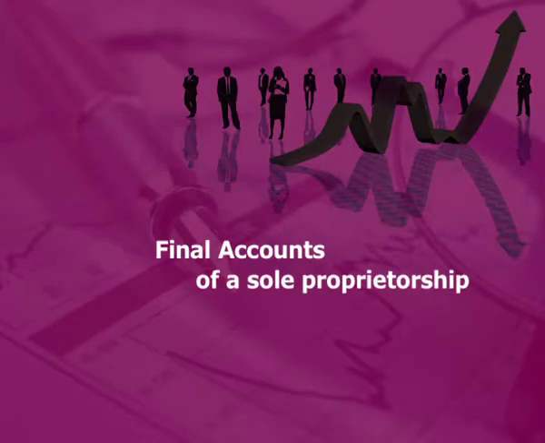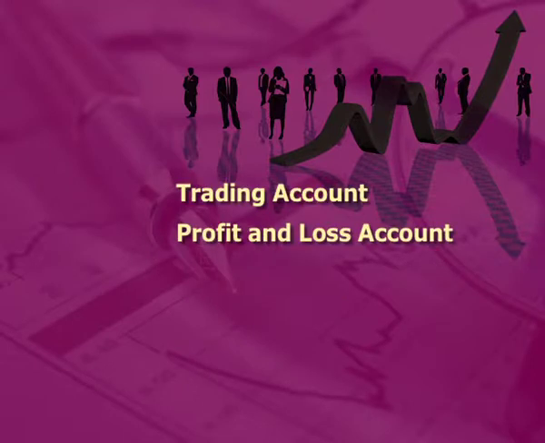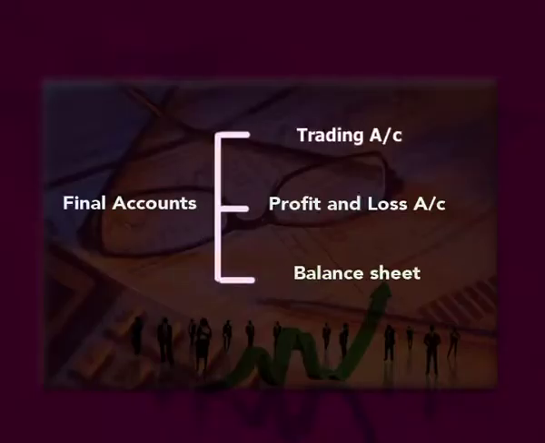Now, what do you mean by final accounts of a sole proprietorship? See, final accounts comprise three statements: trading account, profit and loss account and balance sheet. Moving ahead, let's discuss these in detail. Trading account is practically a part of profit and loss account. It is prepared to find out gross profit or gross loss.